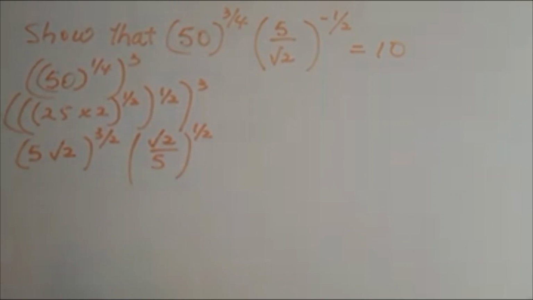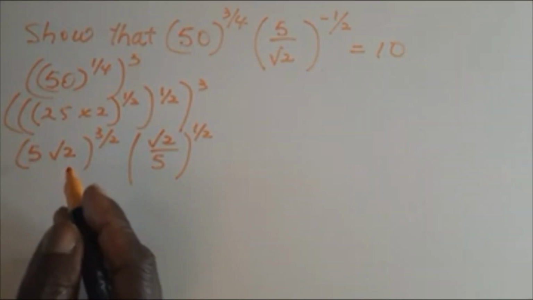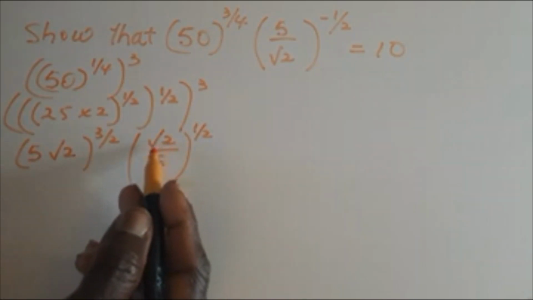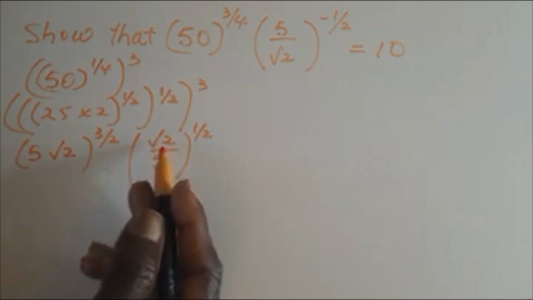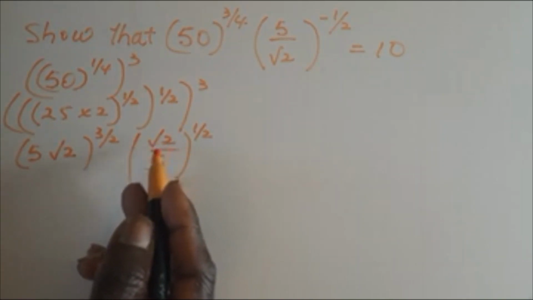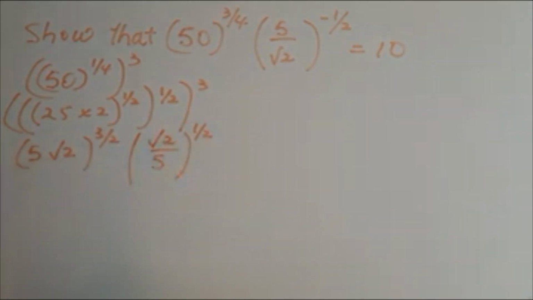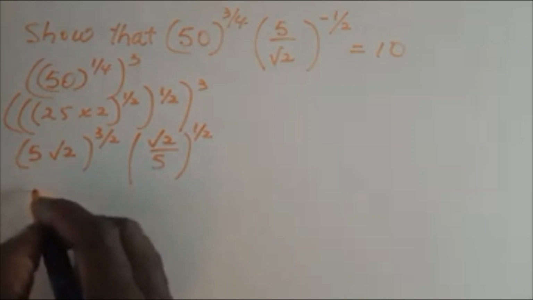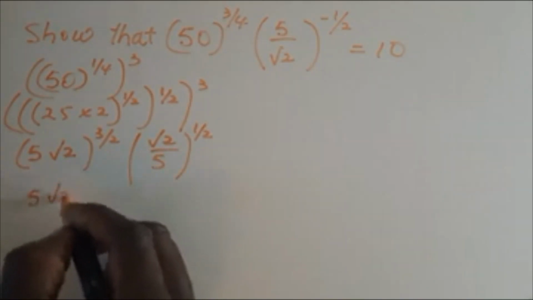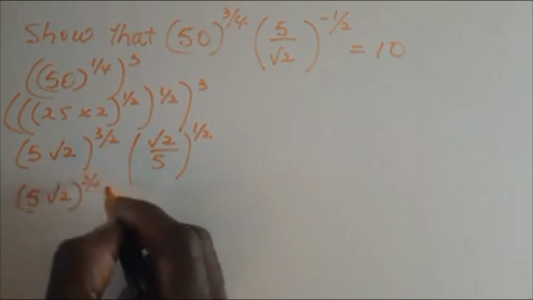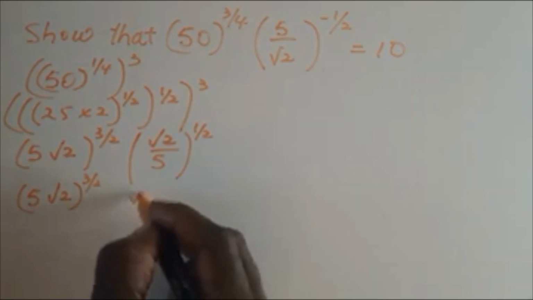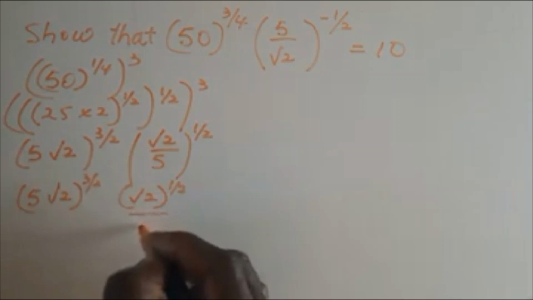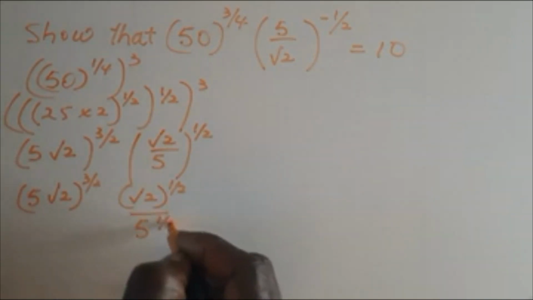Now we can go ahead and multiply this numerator by this numerator. Remember, this numerator is root 2, and we're taking the square root of that. And the denominator, well, let's actually write it so you can see where it goes. So we have 5 root 2 to the 3 over 2, and this is times root 2 raised to the half over root 5.